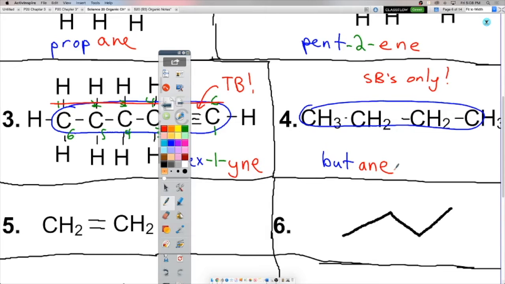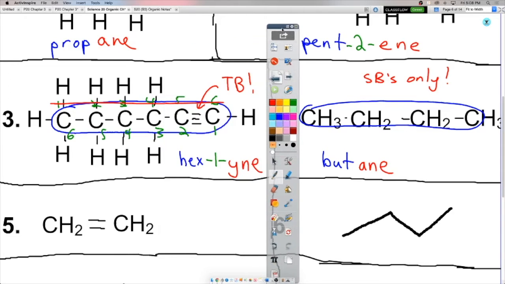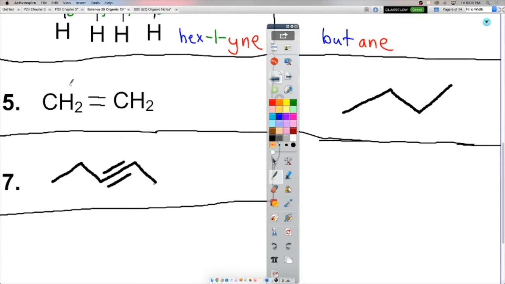Easy enough. Okay, let's look at the next one. So how many carbons? 2. So if you find the beginning that matches 2 carbons, it is eth.